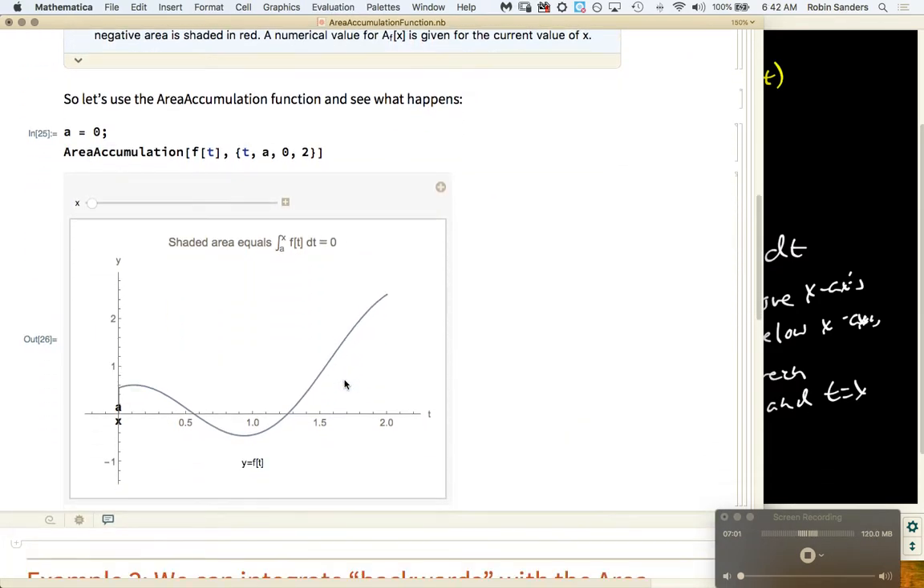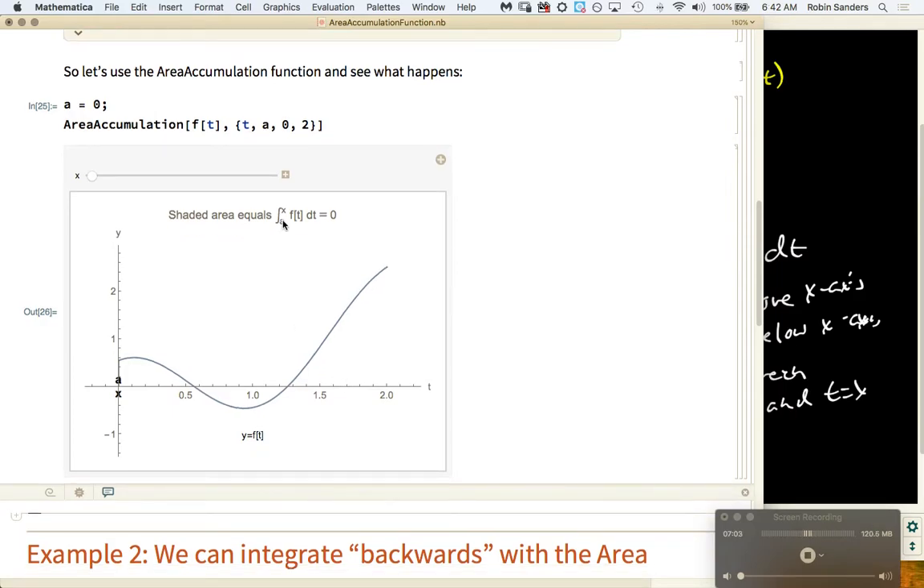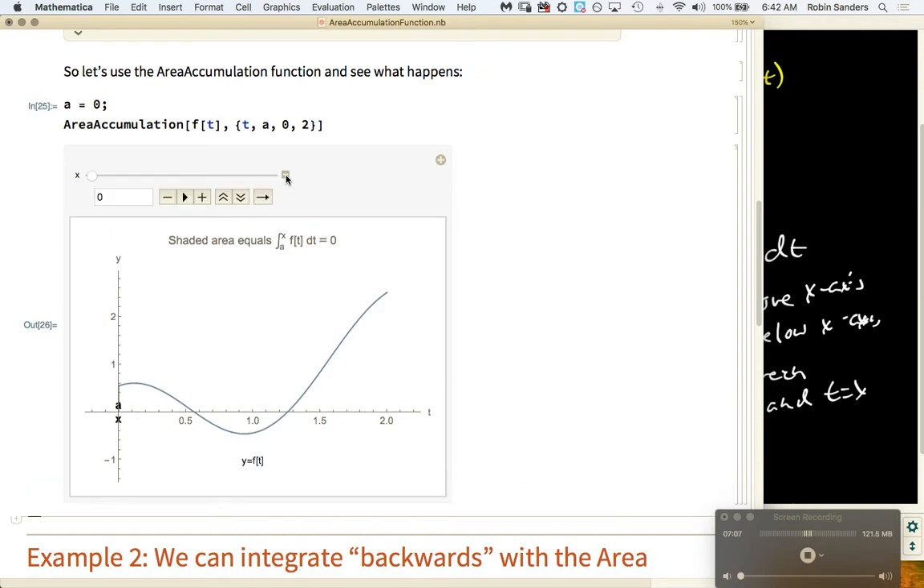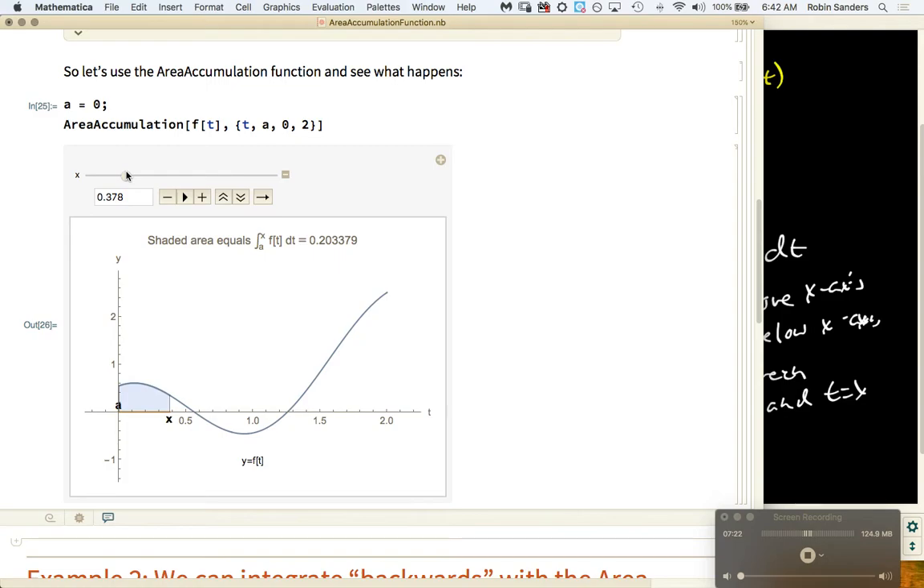And when I do, I get this lovely little picture. Now, the nice thing is when there's this plus sign, you can click on it and you get a slider bar, but inside this particular box will be the value of x. I also want you to notice that x and a are labeled down here on the graph. And as I pull x away, you can see how the shaded area accumulates.